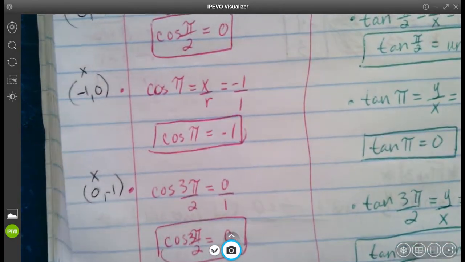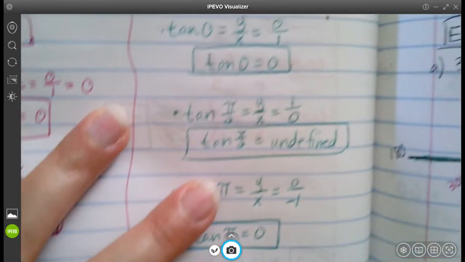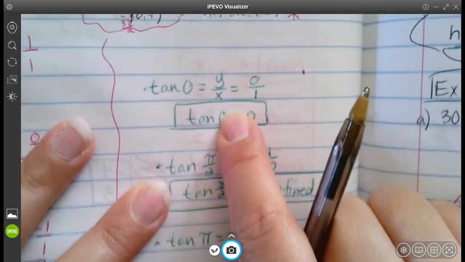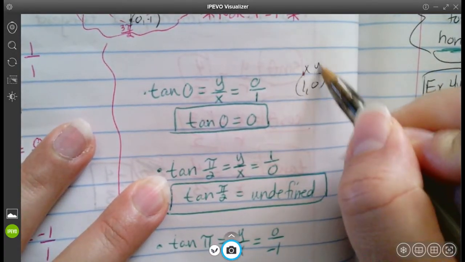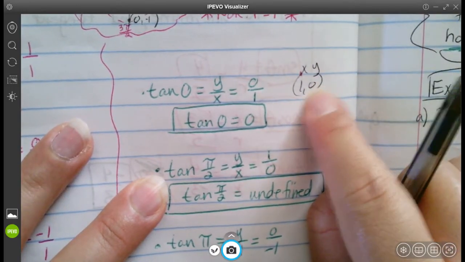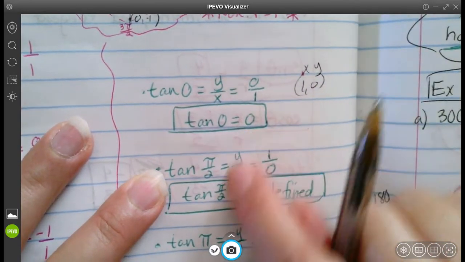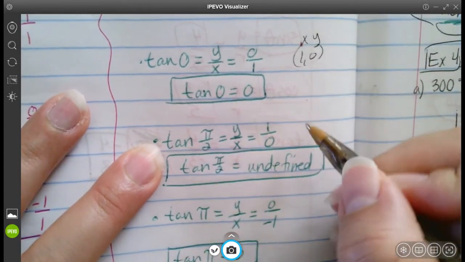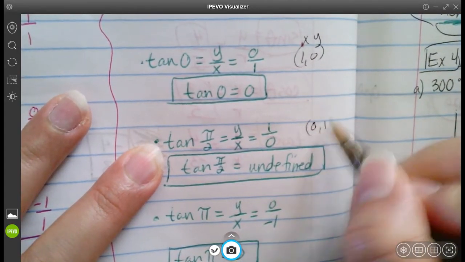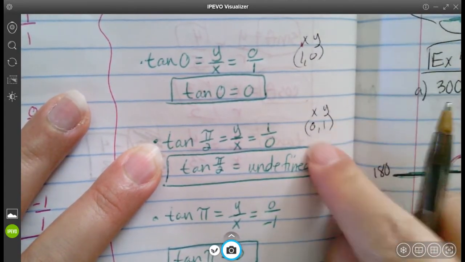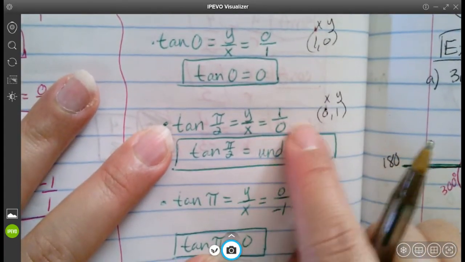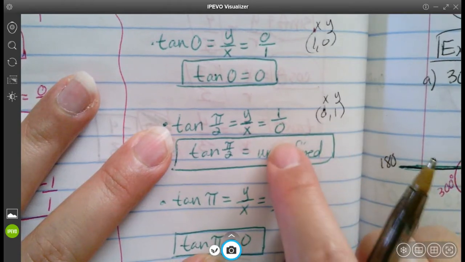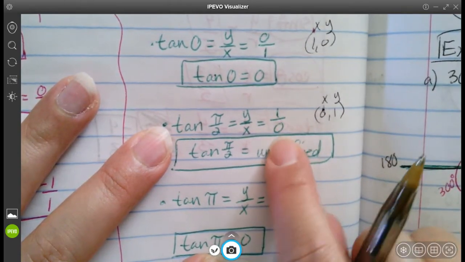Okay. Now we have tangent. We're using the same points, but now we're looking at y over x. So tangent of 0, at (1, 0), this is x, this is y. We're doing 0 divided by 1, which is 0. Tangent of pi halves, now we're looking at (0, 1). This is x, this is y. And again, these points are just coming from the circle. I'm just rewriting them. So we have 1 divided by 0, which is undefined because we can't divide by 0.